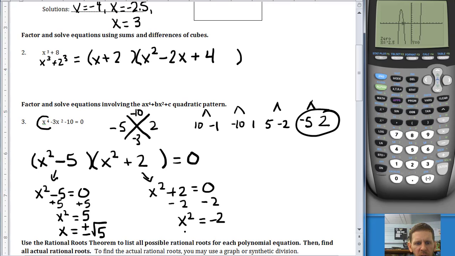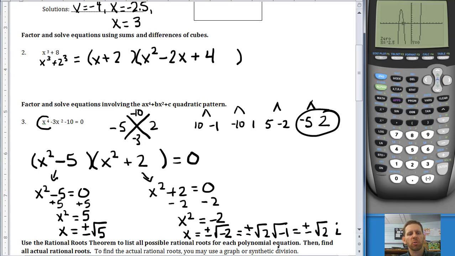Same thing as before, we're going to square root both sides. X equals plus or minus the square root of negative 2, but don't forget the plus or minus. Now we don't like negatives underneath the square root sign, so we're going to break this apart into a square root of 2 and a square root of negative 1, with the plus or minus sign still there. So your solution is going to be plus or minus square root of 2 times i, and make sure the i is not underneath the square root.